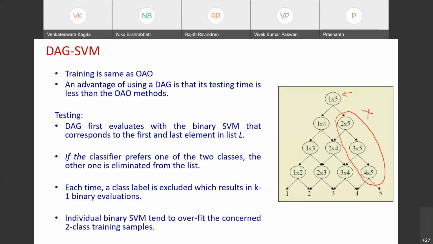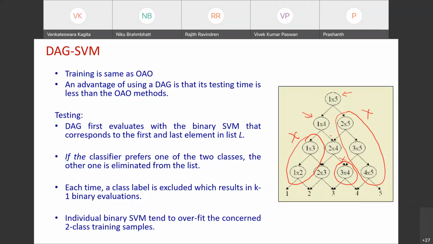Right? So you're coming here and checking 1 against 4. Suppose the classifier is saying it is 4, it means it is also saying that it is not 1. So therefore, you can omit all the combinations with 1 in the succeeding levels. So all this can be ignored. So now you're coming here and checking 2 versus 4. Suppose it is classifying it as 2, it means what? It is saying it is not 4. So therefore, you can omit all the combinations with 4 in the succeeding levels. So this also can be ignored.